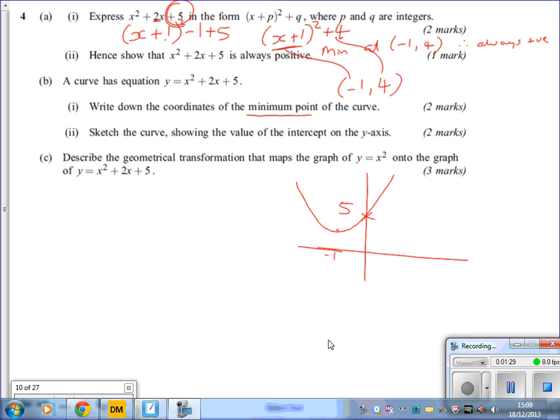And finally, the transformation. So normal stuff again. How do I get from my x squared graph to here? Well, it is a translation, like they all are in core 1. It's a translation. We need to go 1 to the left, don't we? So it's a translation of minus 1, and then we need to go up 4, a translation of minus 1, 4.